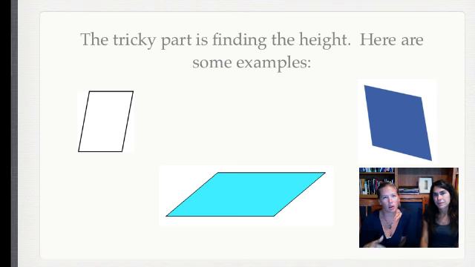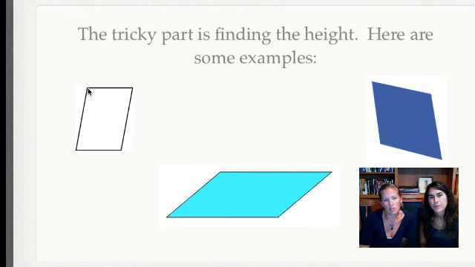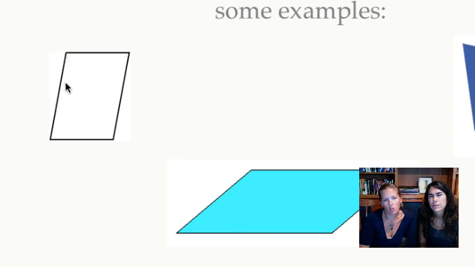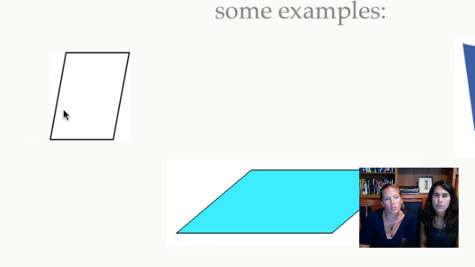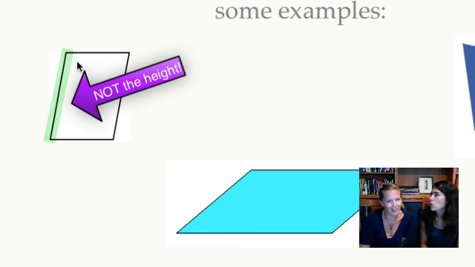Alright, so the tricky part with parallelograms is figuring out where the height actually is. So I have some examples here, and most of the time you'll see the height drawn from one corner straight down, and you'll see a little square in the corner, and what that means is it's a 90-degree angle, it's a right angle. So sometimes you'll see it drop down like that, and that is the height. Notice it's not the side. That is not the height. The height is dropping straight down to the base.